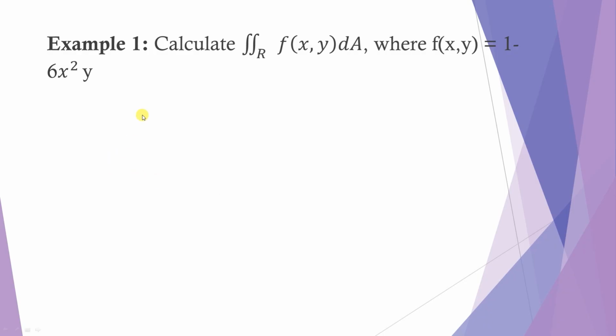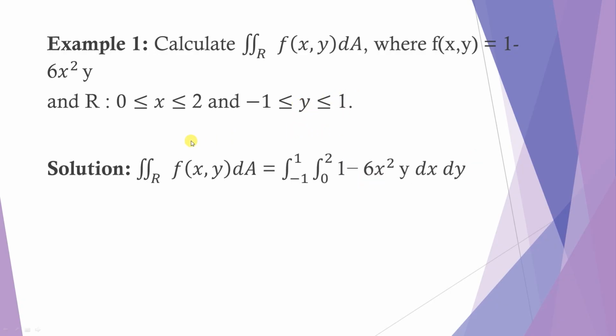In this example, we are going to calculate this double integral over the region R, where the function f of xy is 1 minus 6x squared y and the region is a rectangular region. X varies from 0 to 2 and y varies from minus 1 to 1. So it is a rectangular region. According to the discussion, this double integral over R of f of xy dA, as I said, dA is nothing but dx dy or dy dx. We can interchange this order of integration.